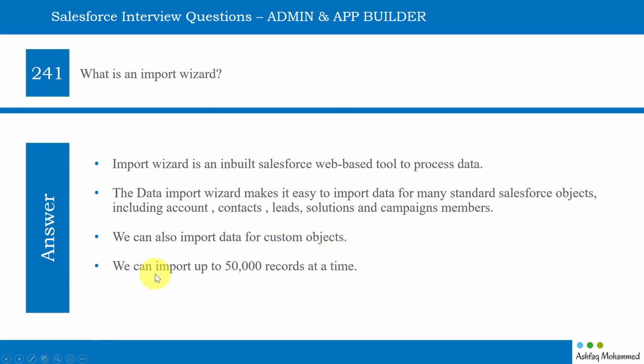Okay, we can import up to 50,000 records at a time. So the limitation over here is we can load the data only up to 50,000 records. If we have more than 50,000 records, then we cannot use the import wizard.